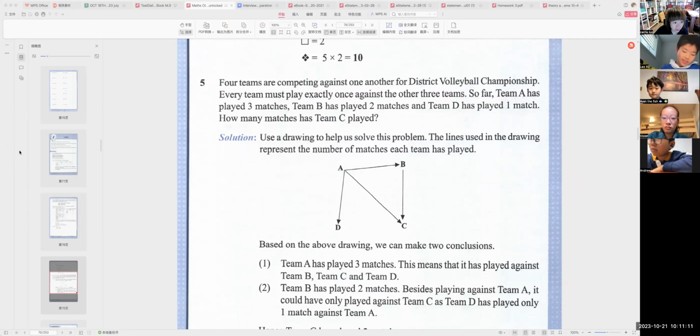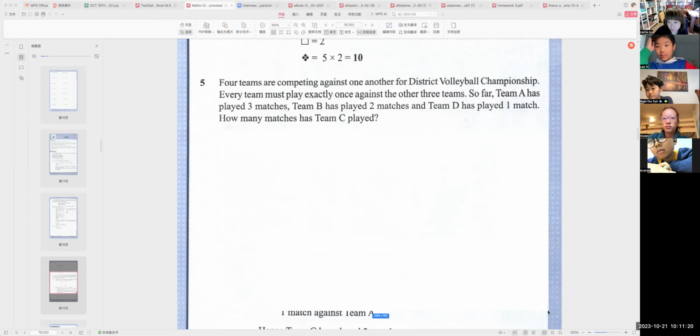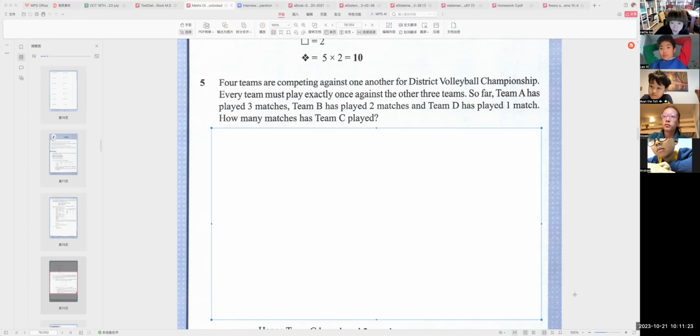Okay, so everybody, let's take a look at the next one. Please take a look at the question first. I'm going to call on Violet. Could you please help me read the question? Four teams are competing against one another for the district volleyball championship. Every team must play exactly once against the other 3 teams. So far, Team A has played 3 matches, Team B has played 2 matches, and Team D has played 1 match. How many matches has Team C played?